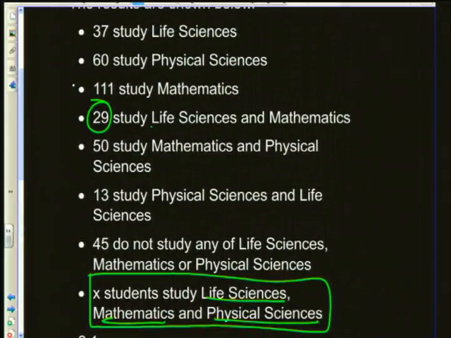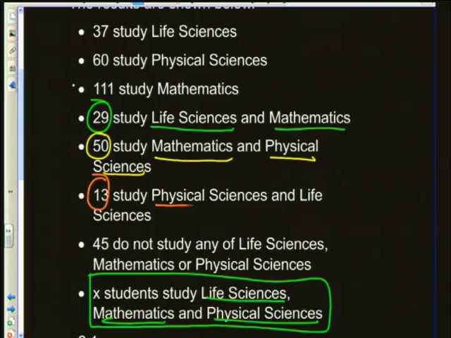29 study life science and maths. 50 study maths and physical science. And we've got 13 study physical science and life science. Okay, so let's work on those.